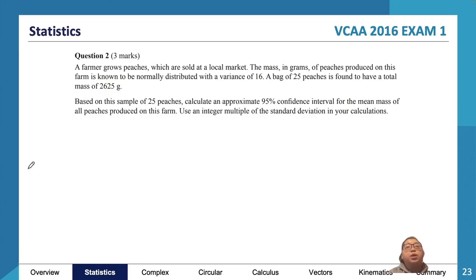So we'll be using 2 here for our k because it's 95%, and they asked us to use an integer multiple. Great, so let's break this question down a little bit. We have our variance equal to 16, so the standard deviation is going to be 4. Then we know there are 25 peaches. So our mean is found via the overall mass divided by the number of peaches, which is 2,625 divided by 25, which gives you 105.